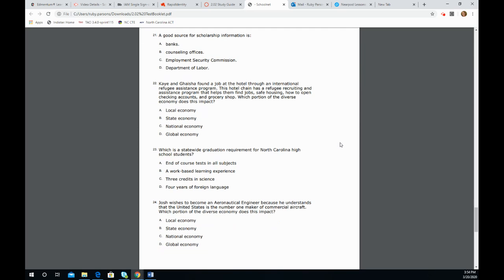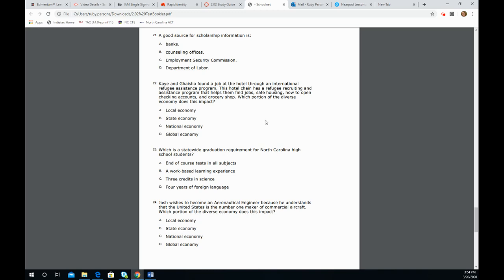22. Kay and Gasha found a job at a hotel through an international refugee assistance program. This hotel chain has a refugee recruiting and assistance program that can help them find jobs, safe housing, and how to open checking accounts and grocery shop. Which portion of the diverse economy does this impact? Is it A, the local economy, B, the state economy, C, the national economy, or D, the global economy? And if you're thinking about international, that would be global.